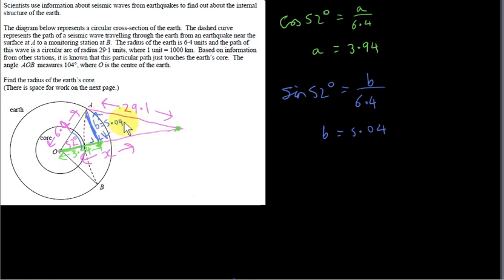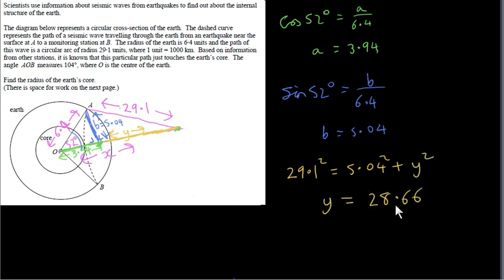So now I can apply Pythagoras' theorem to this triangle to find out what this side here is. So what does Pythagoras' theorem say? It says that in a right angle triangle, the longest side squared, or the hypotenuse squared, which is 29.1, that's the side opposite the right angle, is the sum of the squares of the other two sides. So we square the other two sides and sum them. So we solve this equation to get y equals 28.66. So that's the yellow distance.